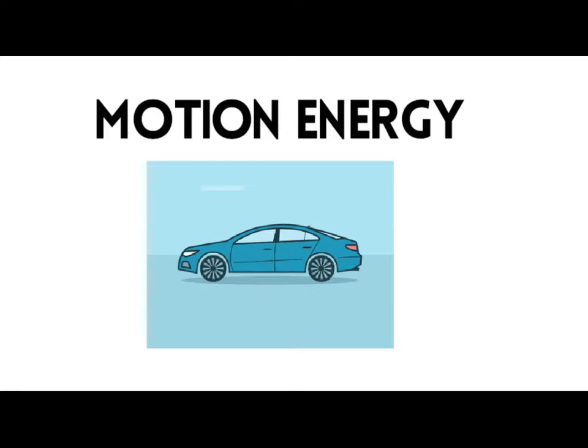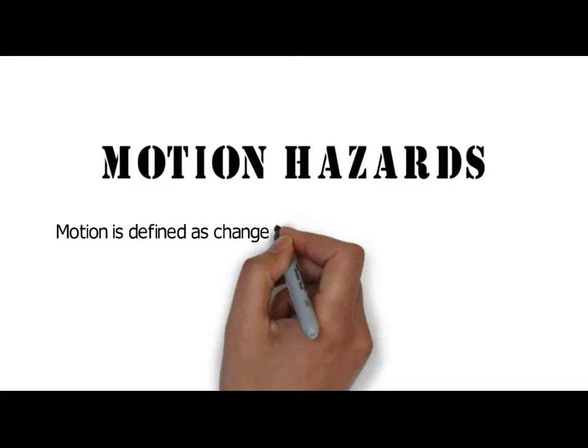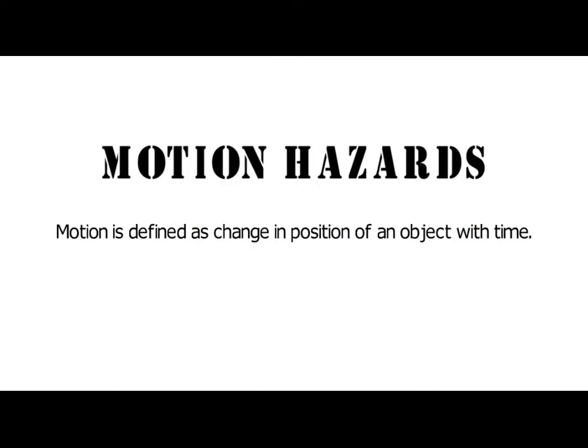Motion exists all around us, and it is essential to make the world go round. Driving to work and drinking a cup of coffee are both examples of motion. However, with motion come hazards. What is motion? Motion is defined as change in a position of an object with time.